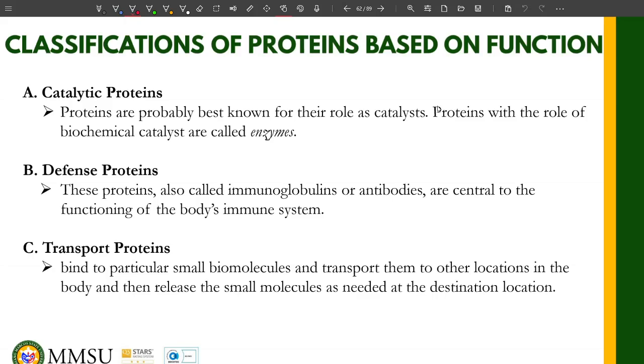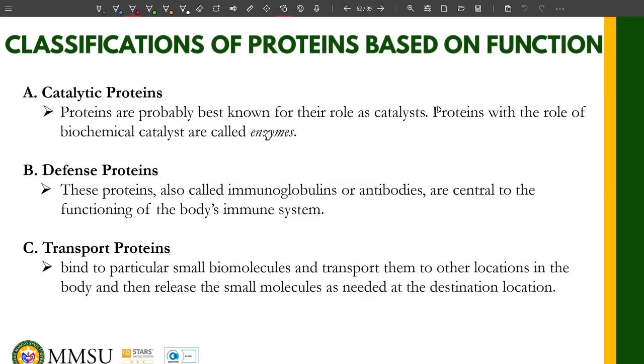So we have a separate chapter for this one, si enzymes, and that would be the next chapter actually, chapter 3. So, ayan na lang. Hindi ko na siya i-expound pa kasi mapapag-aralan naman natin yan on the next chapter. Basta, catalytic proteins, they are also known as your enzymes. And then the next one would be the defense proteins. Well explainable naman, defense.